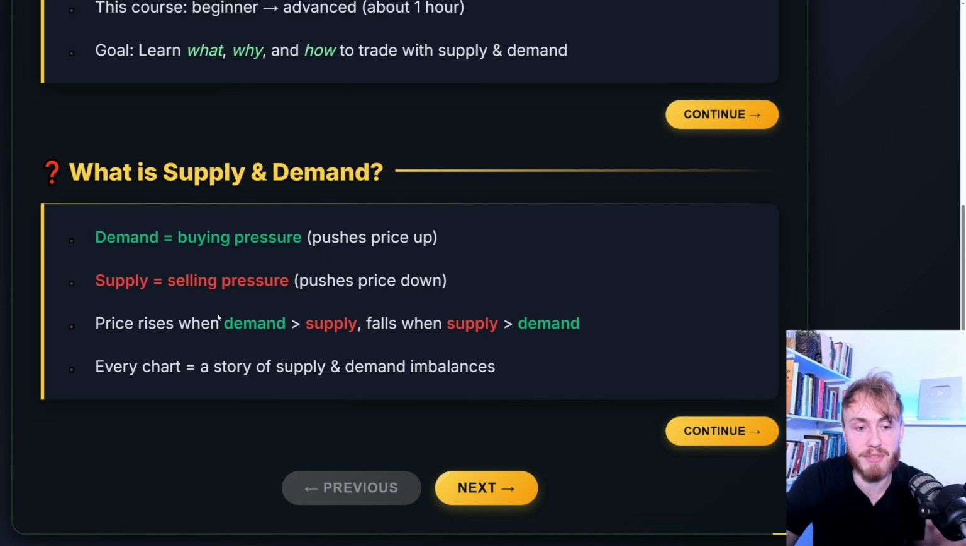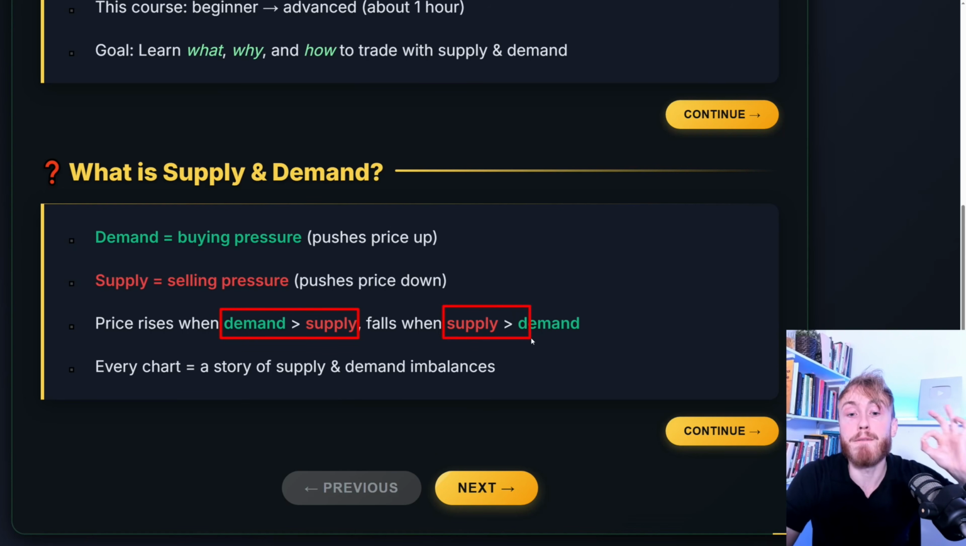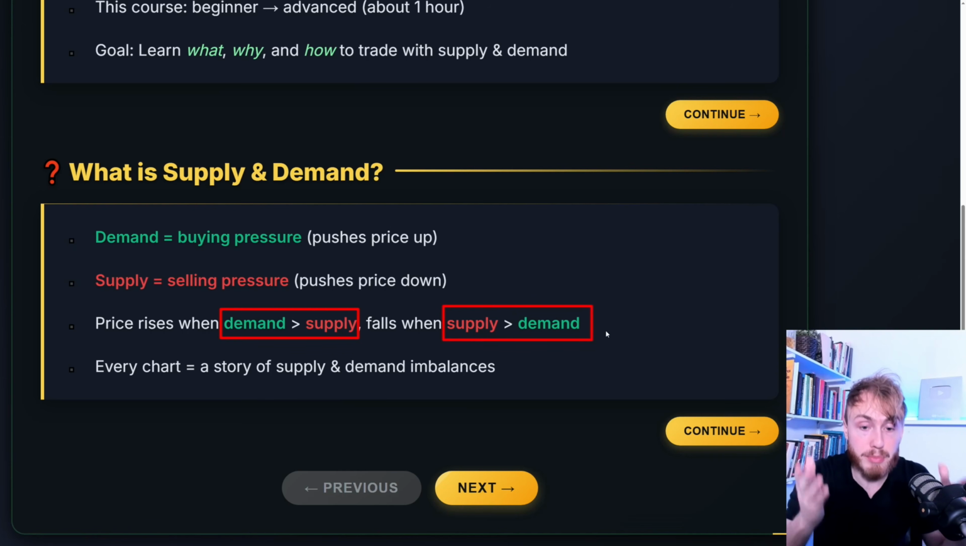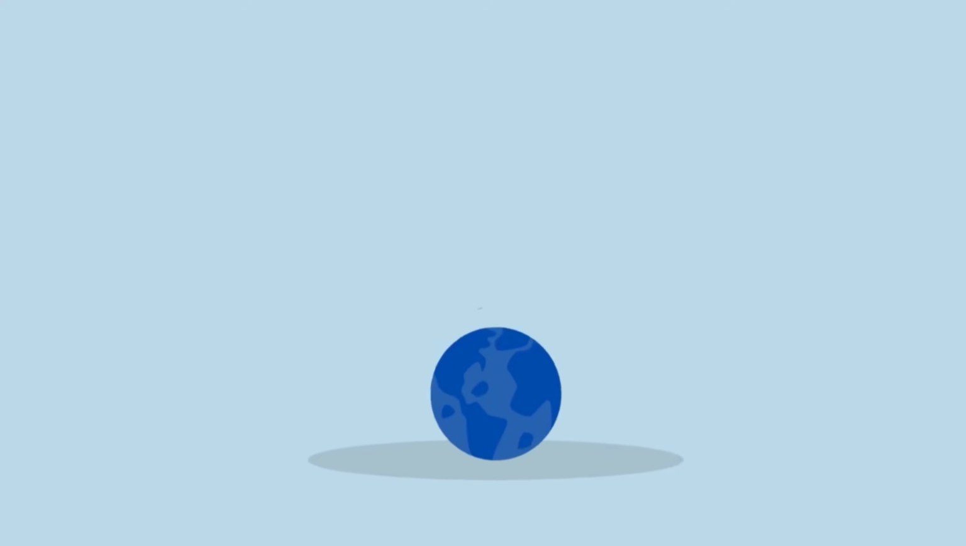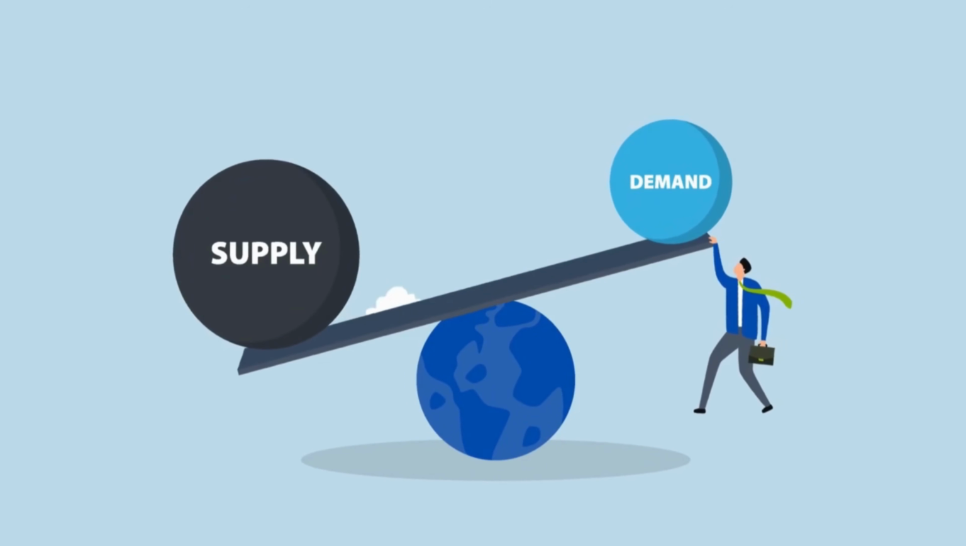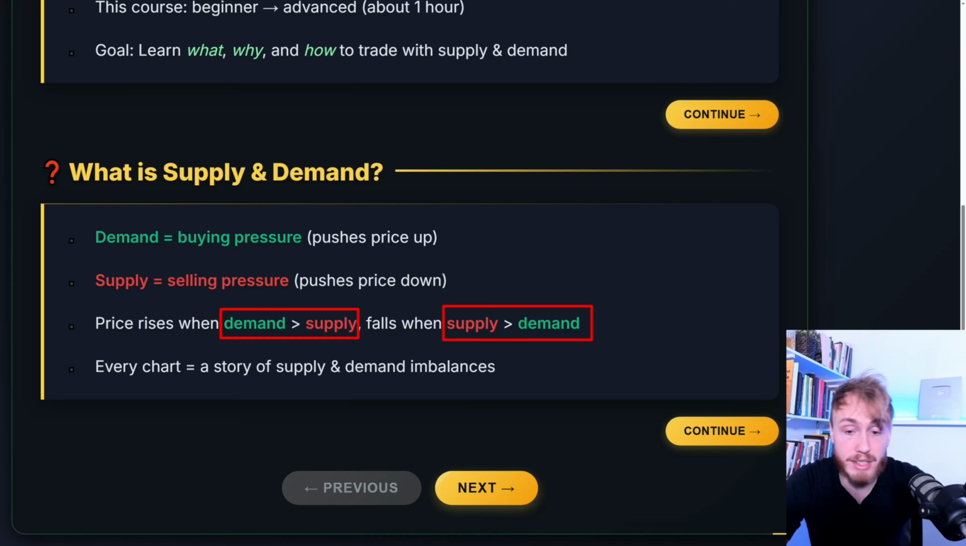And here, and this is very key, when prices rise, this means that we have more demand than supply. And when prices fall, it means that we have more supply than demand. So from this we can learn that price movements come from imbalances in supply and demand. And this is what we as traders can use, and you will learn all about this in this course.